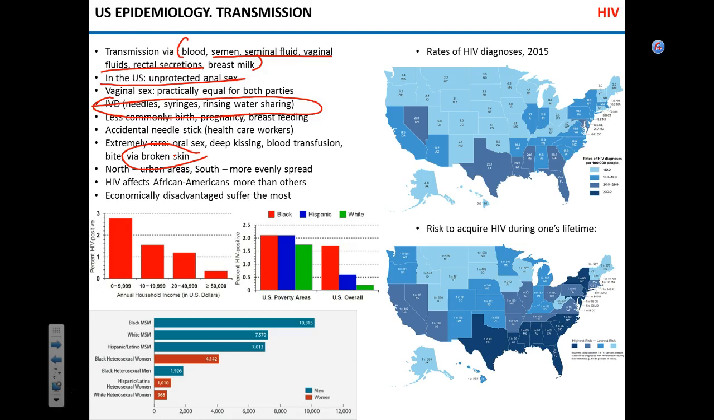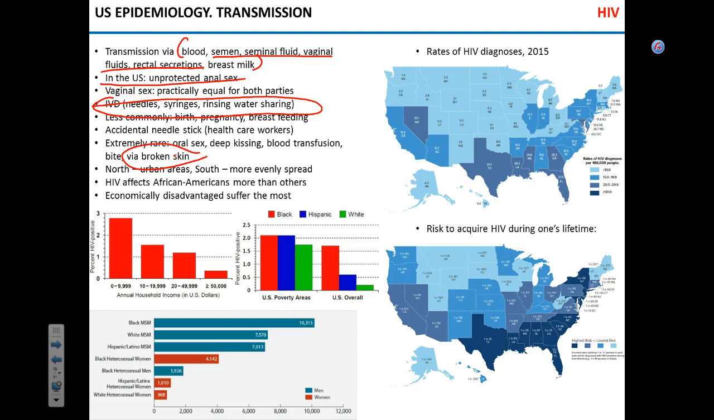In Africa, the main routes are sexual transmission and vertical. Vertical is one of the most important and most preventable, honestly, but the price, and we'll talk about the price.